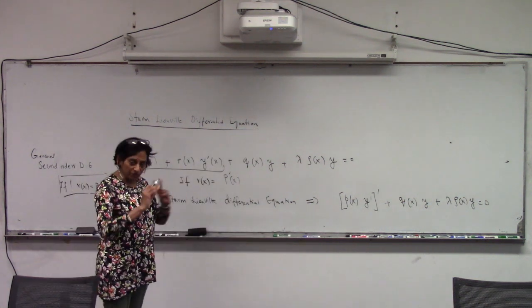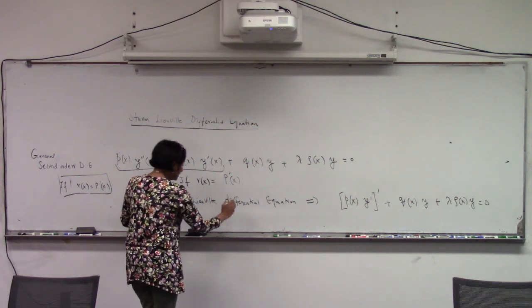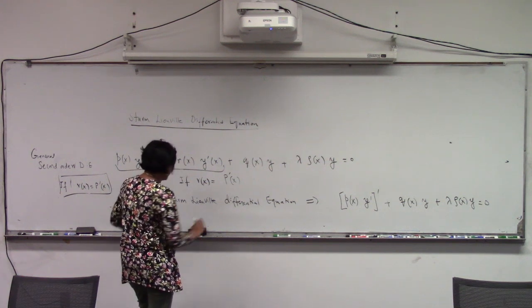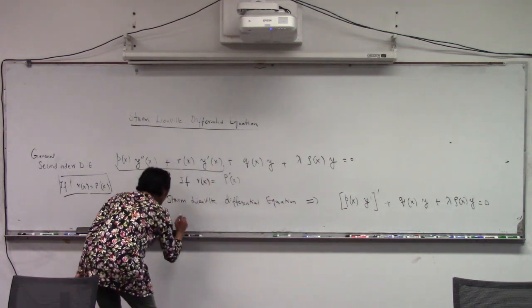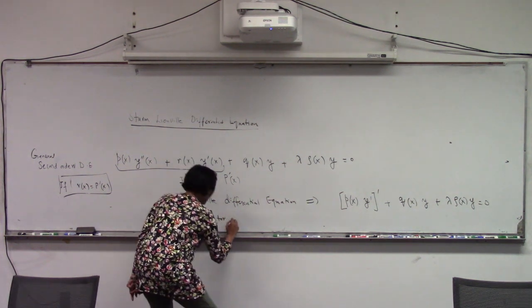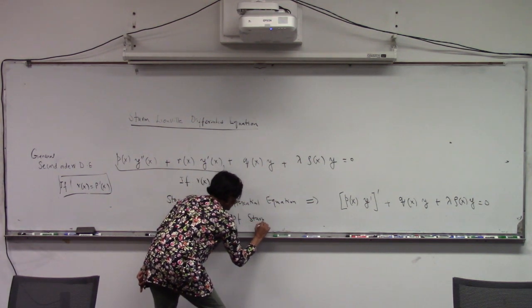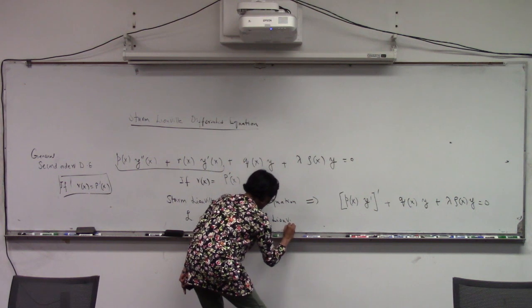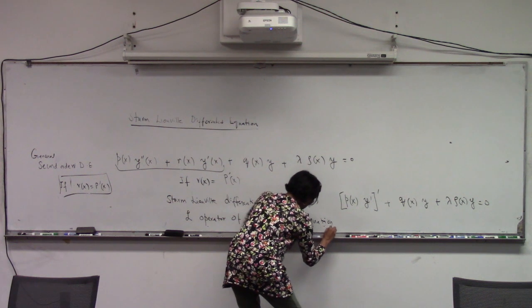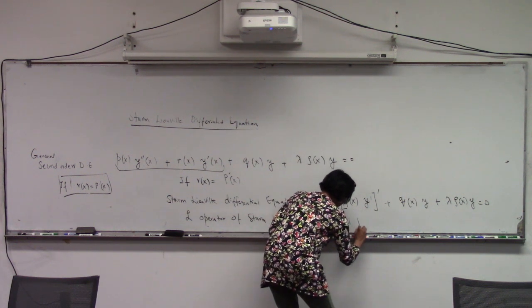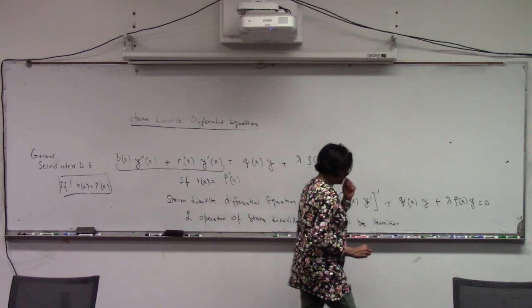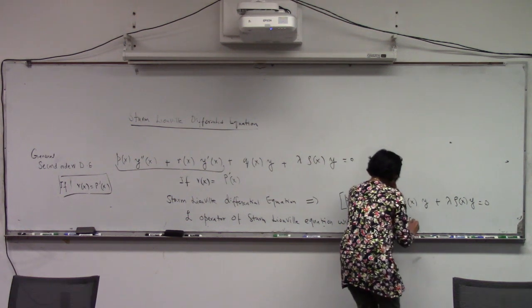And the L operator of the Sturm-Liouville differential equation is very specific, right? Because this is P prime. So the L operator of the Sturm-Liouville equation will be Hermitian. I'll prove it to you also, okay? If it satisfies certain boundary conditions.